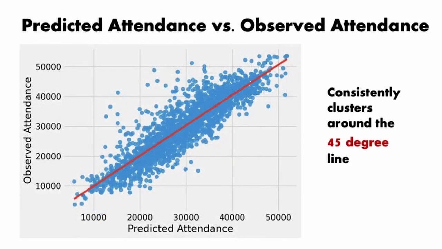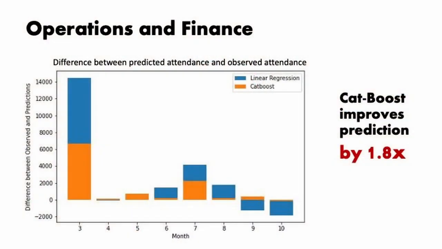Over here, we can see a graph of our predicted attendance versus the observed attendance in previous years. We used our model to predict 2022 attendance and compared that to the observed attendance, and we get this scatter plot, which moves around this 45-degree line, showing a strong correlation between our predicted attendance and the actual observed attendance at that time. How can this actually help the Minnesota Twins?